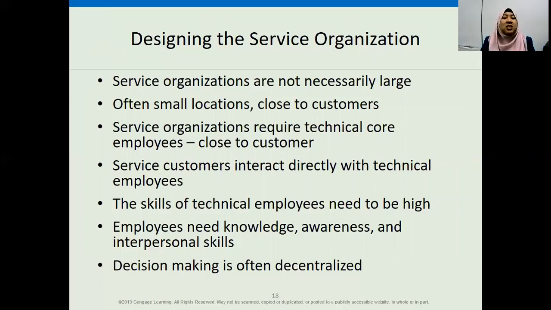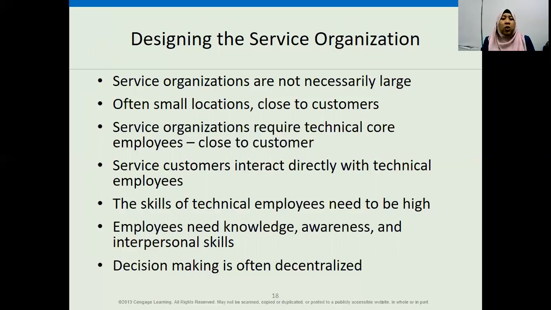I believe that. And then service organizations require technical core employees close to the customer, because we want to make sure that anything regarding customer complaints, feedback, and responses, we can give the best service to our customer. And the service customer interacts directly with the technical employees. Of course, because if it involves something like new technology, we have some frequently asked questions, so the customer service department will interact with that. Now, this is the era of the technology revolution, so everything will be based totally on online.